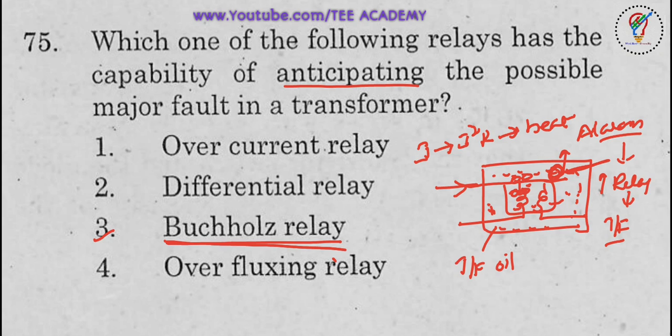When the fault comes, other relays will work, such as the overcurrent relay, differential relay, and overflux relay. But the Buchholz relay is the only relay which will expect that a fault is going to occur, so that it gives a signal to the duty operator there. So the answer is the Buchholz relay in a transformer.